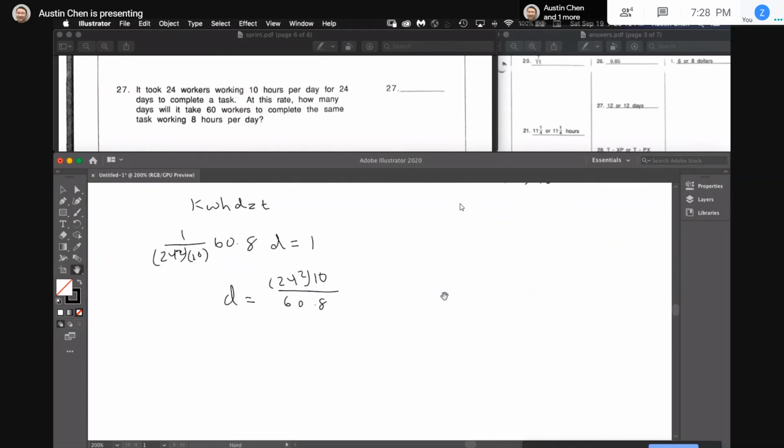Now you just need to cancel stuff out. So you're going to get zeros cancel out there. And then, if we take 6 to be 2 times 3, 3 and 8 is going to be 24. So you can cancel out a 24 like that. And then 24 over 2 is 12. So it's going to take 12 days. Yep, 12 days.